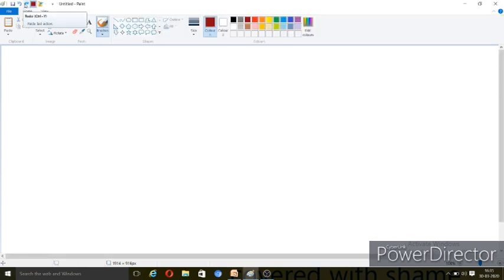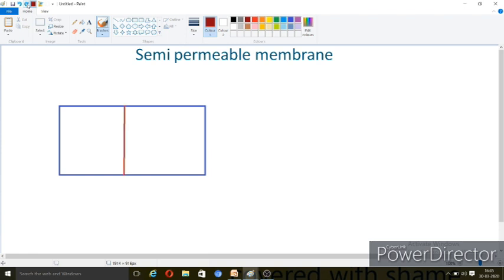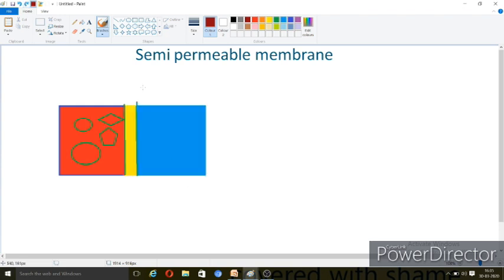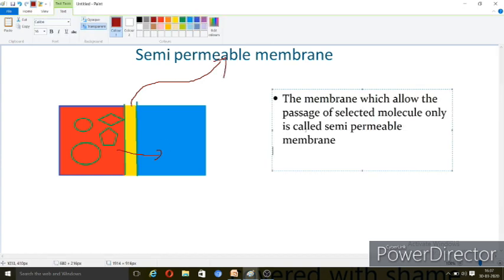Now we will be discussing our new topic, that is the semi-permeable membrane. To understand the semi-permeable membrane, we are taking two solutions. This is one solution and this is another solution, with a membrane between them. Now if this membrane allows the passage of this red color solvent and does not allow the passage of the circle solute, then this membrane is known as a semi-permeable membrane. Therefore, the definition of a semi-permeable membrane is the membrane which allows the passage of selected molecules only.